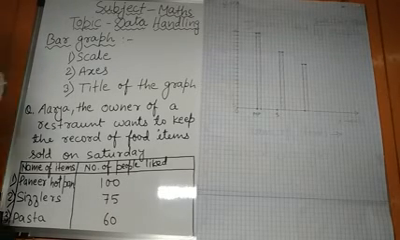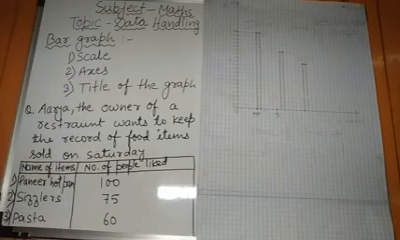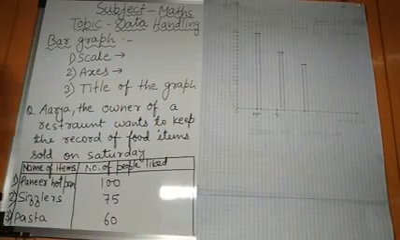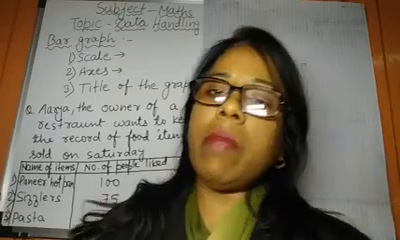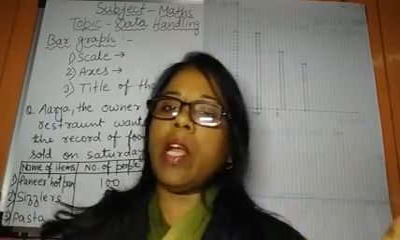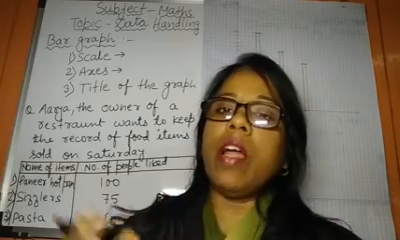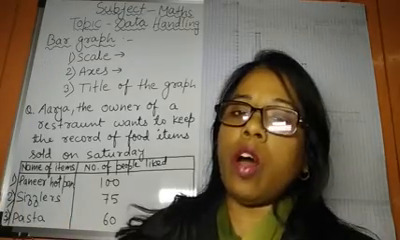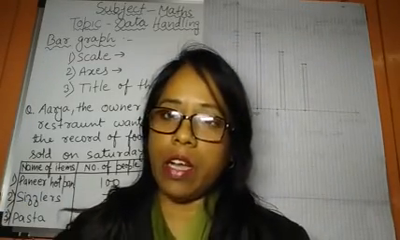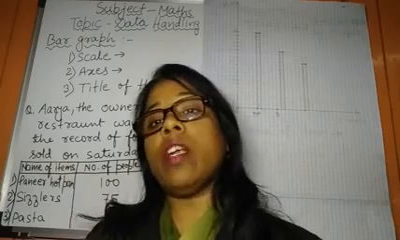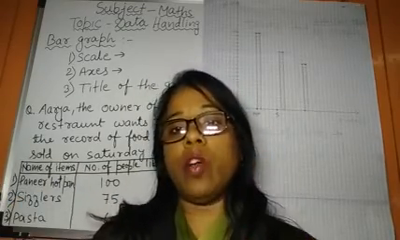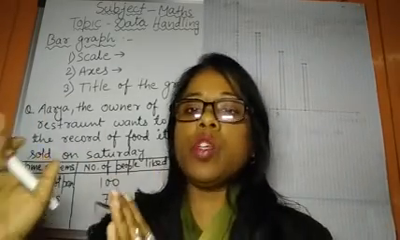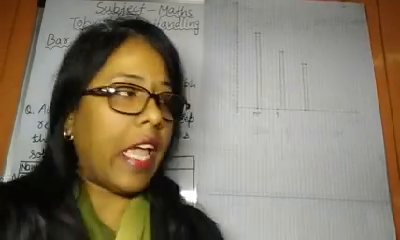For any graph, scale is important. Here in a bar graph, three things are important. First is the scale, second is the axis, third is the title of the graph. So what is a scale? In my previous video on pictograph, I took an example of trees planted by Mr. Sinha. The number of trees was very large, so we cannot represent all trees on a paper. So I made a scale: for one tree symbol I used 2 trees. That is called a scale.